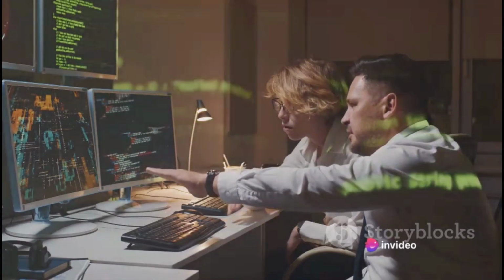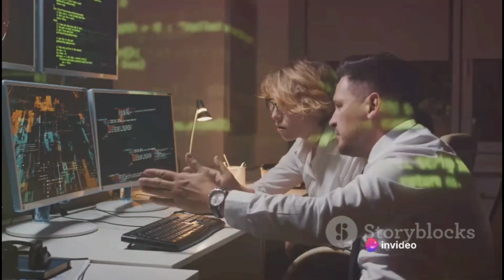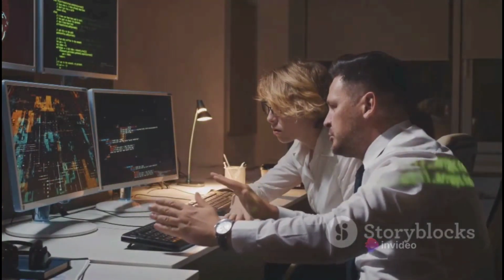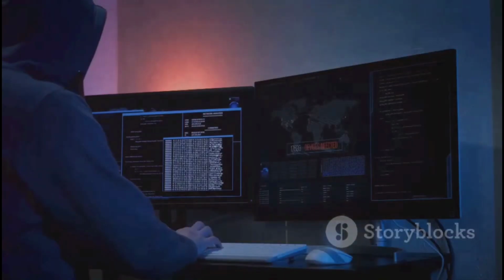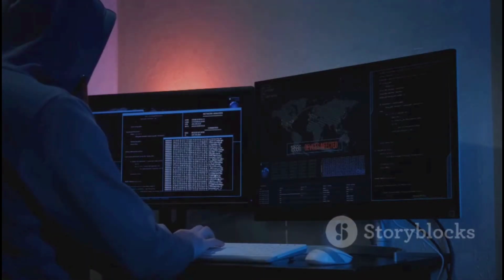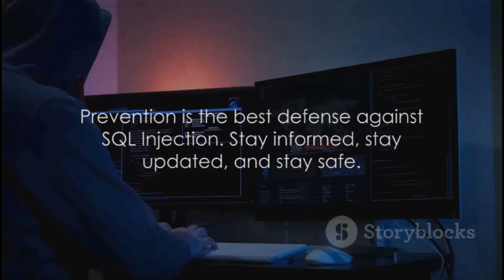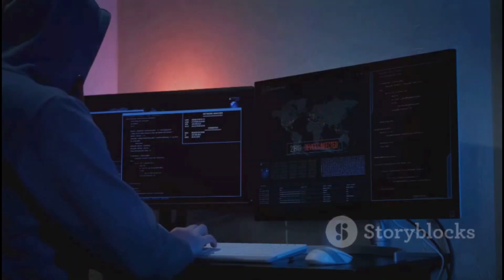Remember, the digital landscape is ever evolving. Regular security audits are vital to identify potential vulnerabilities. Keep your software updated to patch any security holes. Prevention is the best defense against SQL injection. Stay informed, stay updated, and stay safe.